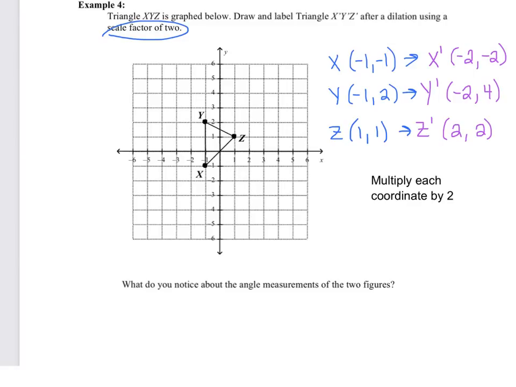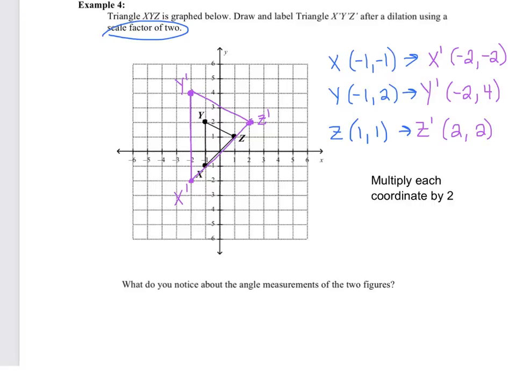All right, next we want to draw our new dilated figure using our primes, our new coordinates. So our X prime is -2, -2. Our Y prime is -2, 4. And our Z prime is 2, 2. And we're going to connect it. And what do you notice here? This dilation became bigger, because it was a scale factor of 2. It's greater than 1, so it becomes a bigger image.